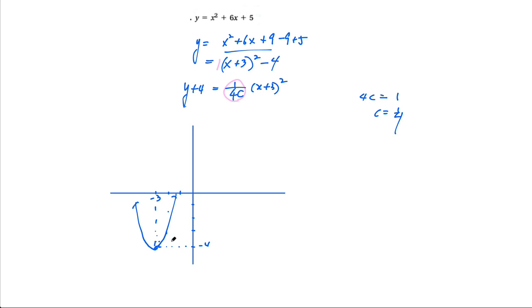Okay, so that means the focus is located at, since this is only 1/4 in length, it's going to be (-3, -4 plus 1/4), which is, right, -4 plus 1/4, so -15/4. That's the location of that. And the equation of the directrix is -4 minus 1 over 4. Okay, so it's y is equal to that, or -17 over 4.